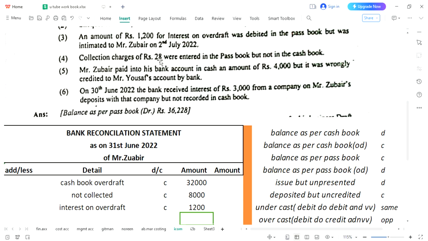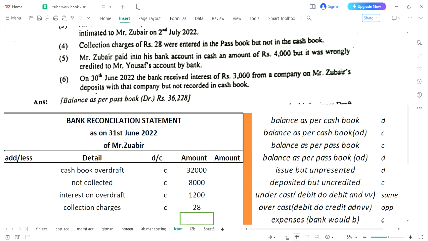Fourth is collection charges, 28. Charges, we are 100% sure, are expenses. In expenses, we credit our bank account. Write it down on the credit side: this is collection charges. And how much is the amount? 28. We have put it.